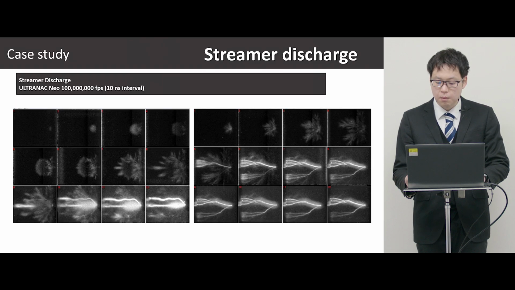This is an example of the streamer discharge occurring during ignition in an automobile spark plug, captured at 100 million frames per second using UltraNAC Neo. During the initial discharge phase, a streamer discharge spreads like branches, gradually developing into a single arc discharge. Observing the temporal sequence at the nanosecond level reveals how the discharge phenomenon expands.